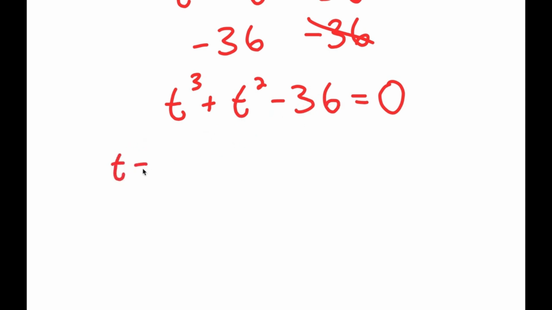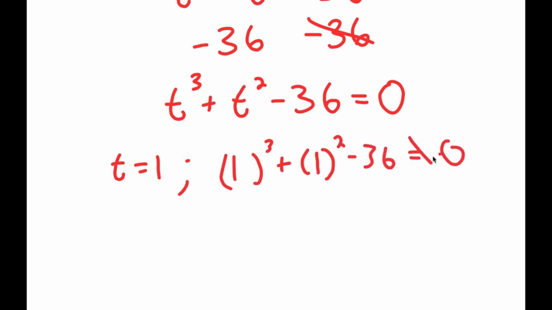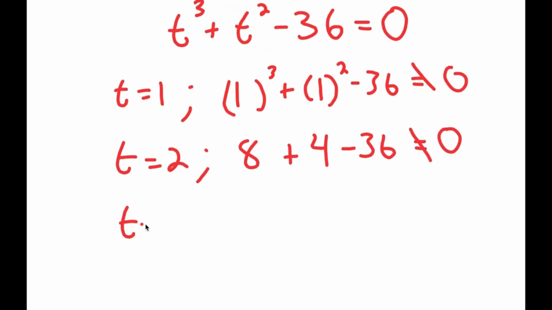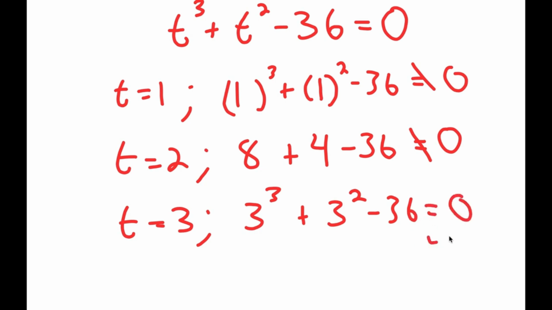So I'll first start with t is equal to 1. If t equals 1, I get 1 to the power of 3 plus 1 squared minus 36, which does not equal 0. If t equals 2, I get 2 to the power of 3, which is 8, plus 2 squared, which is 4, minus 36, which again does not equal 0. Now if t equals 3, I get 3 to the power of 3, plus 3 squared, minus 36, which does equal 0. So t equals 3 is a solution to the equation.